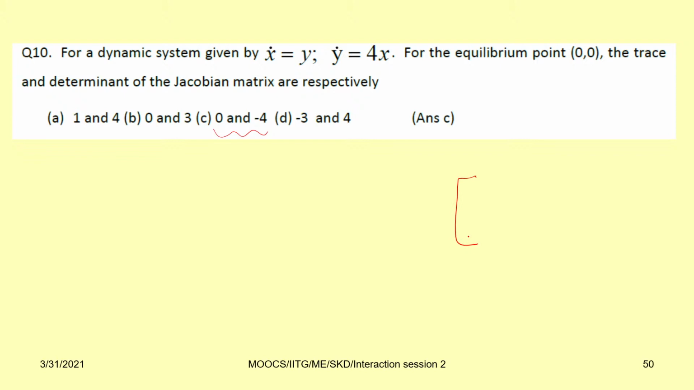Jacobian matrix equal to, so if you differentiate with respect to x, this is equal to 0, with respect to y this is equal to 1, and for the second equation, with respect to x this is equal to 4, with respect to y this is equal to 0. So this is the Jacobian matrix and you can find the trace and determinant of this one.